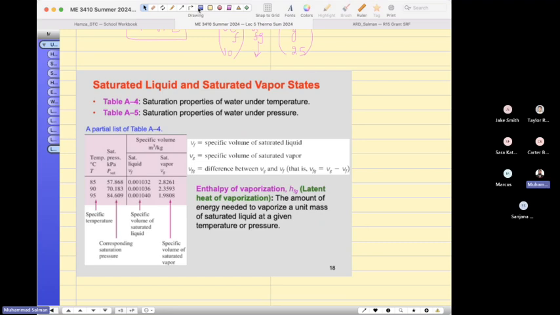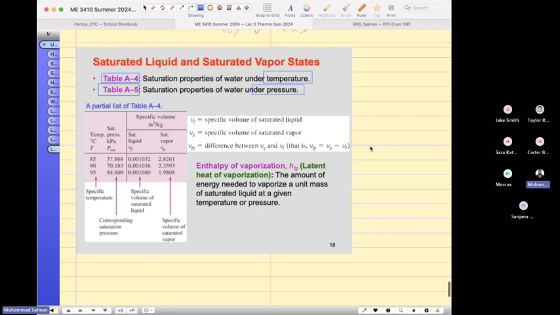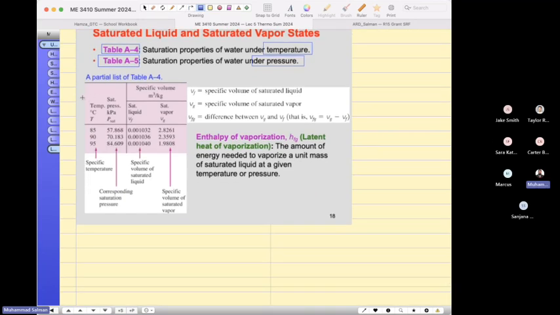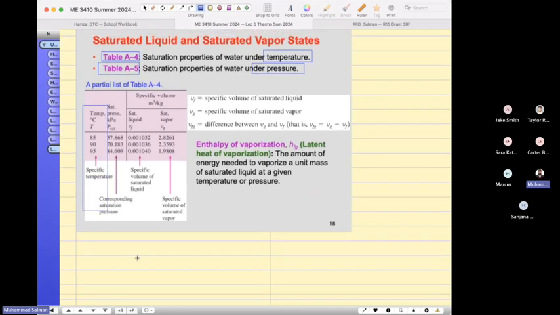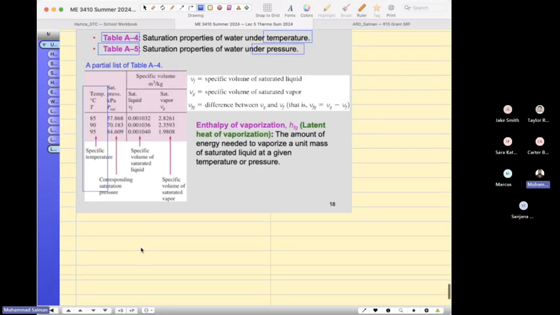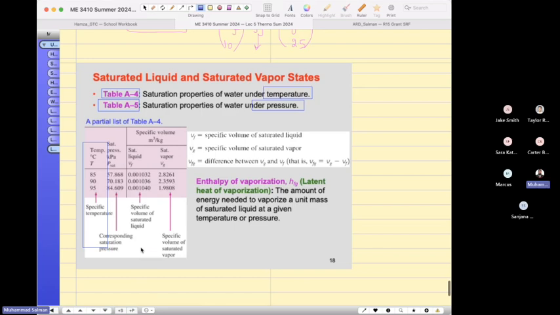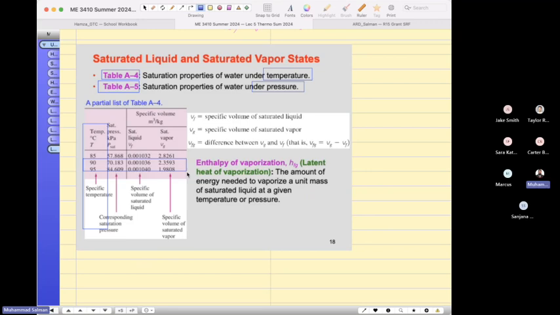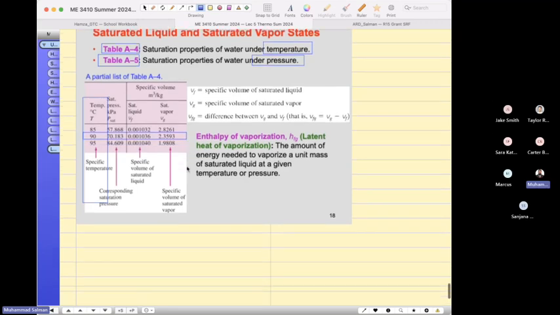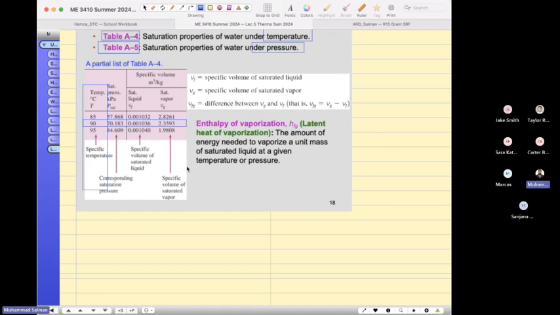First of all, every table has its name. Table A-4 is saturation properties of water under temperature. This is the temperature table of water. Table A-5 is the pressure table of water. Usually the first column tells us whether it is a pressure table or a temperature table. It doesn't matter, but sometimes it is convenient to read the table values if the temperature is given directly. Suppose 90 Celsius. At 90 Celsius, the boiling or vapor pressure or saturation pressure is 70.18, and VF is the specific volume of the saturated liquid and VG of the saturated vapor.